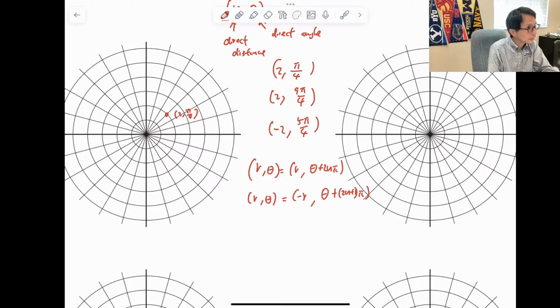Wait, that says theta plus 2m pi and theta plus (2m plus 1) pi. Let me know if I'm going too fast. Wait, and what does that represent? They all represent the same angle.